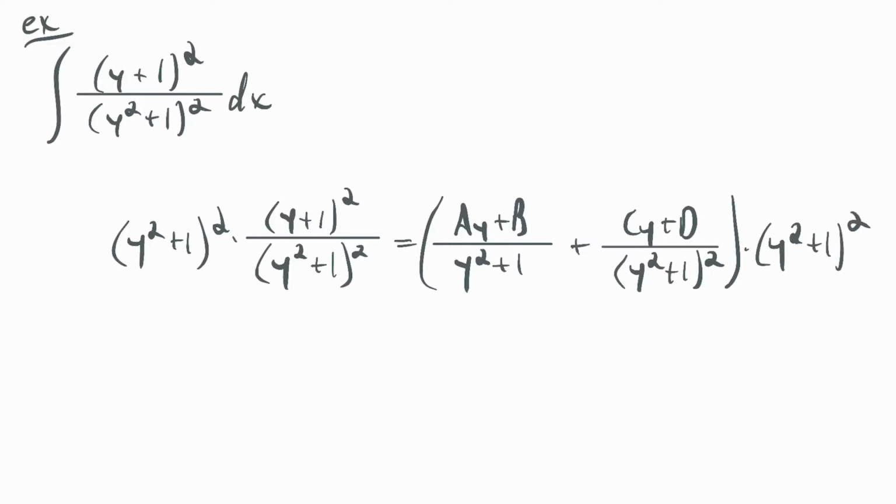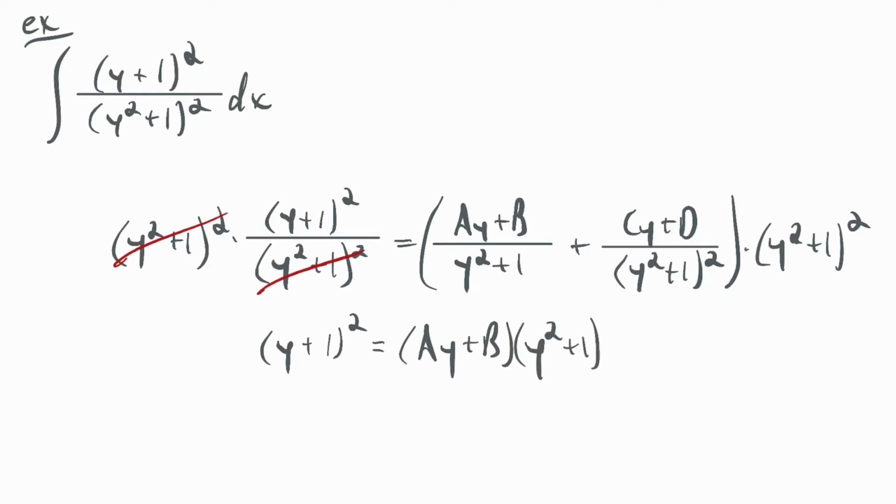On the left, of course, I'll just get cancellation. On the right, when I distribute to that second term, the denominator will just cancel completely. When I distribute to the first term, one of the factors of y squared plus 1 will cancel with the denominator, so I'll still have 1 left over. So I get y plus 1 squared equals a times y plus b times y squared plus 1 plus cy plus d.